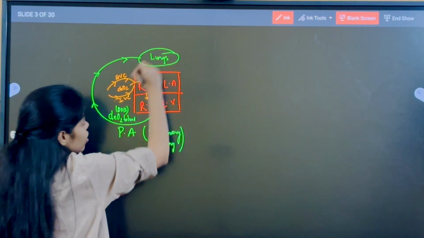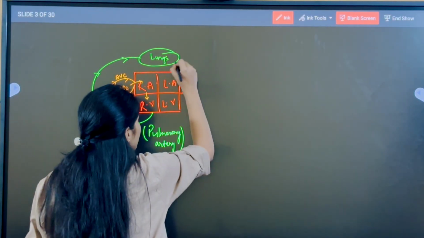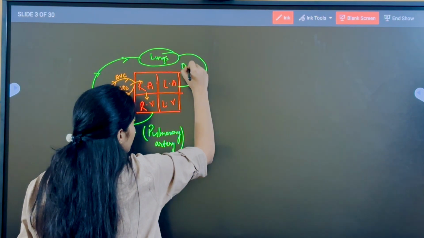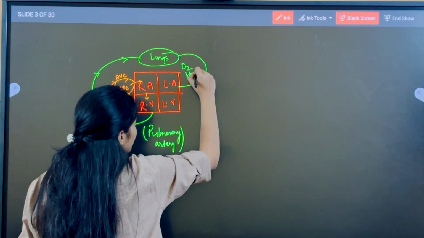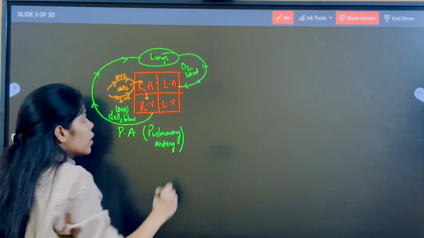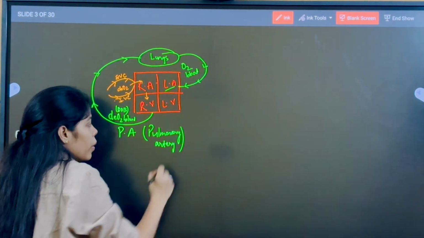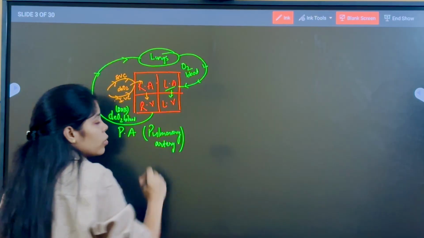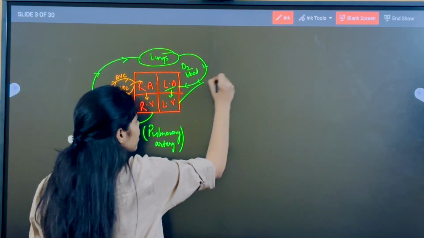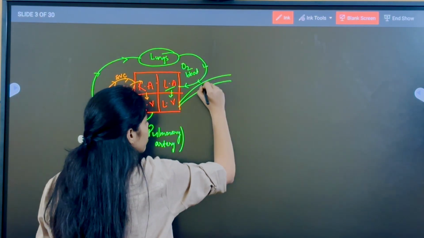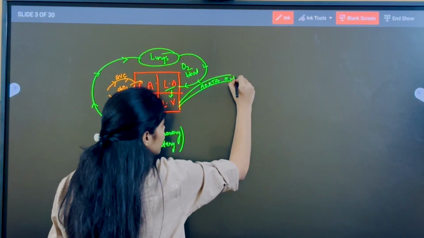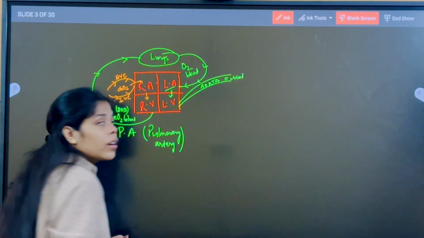Where the exchange happens, and the oxygenated blood comes back to the heart in the left atrium. From the left atrium, it goes towards the left ventricle, and from the left ventricle, we have the aorta that gives oxygenated blood to the whole body.